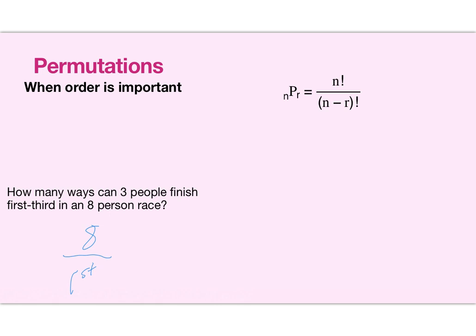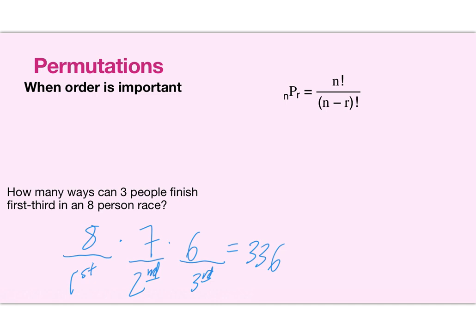Now that I've got a first place finisher, how many people are left that could finish in second place? 7. And how many could finish in third? And I only care about those. So if I multiply 8 times 7 times 6, which someone's doing on their calculator right now, what is that? 336. So in an 8-person race, so any of you that ever ran track in high school or in college, 8 people in a race typically, there are 336 different ways that they could finish first, second, and third.